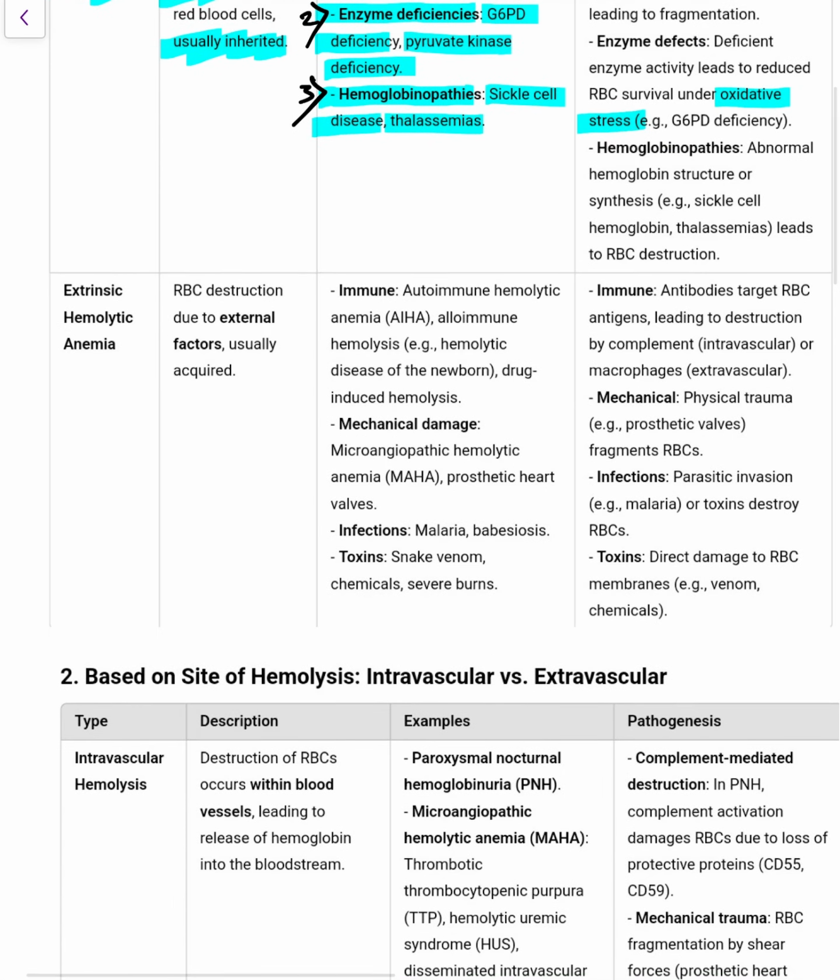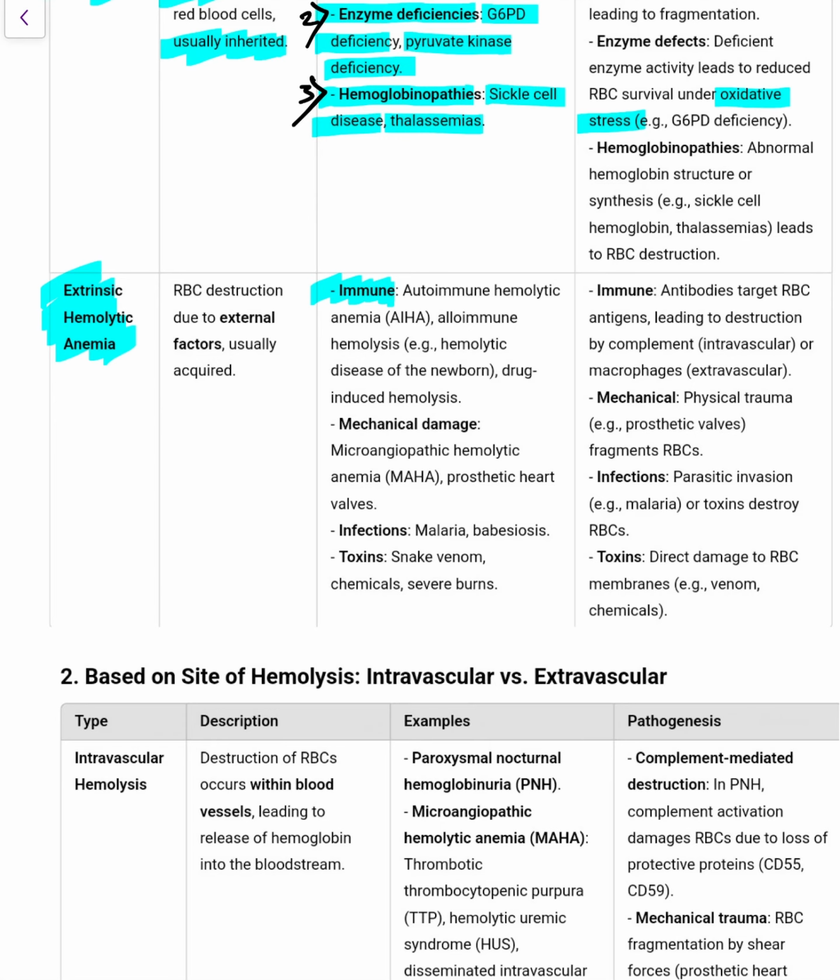Next, coming to the extrinsic hemolytic anemia. That means RBCs are normal, but some external factors are causing destruction of RBCs. We'll see what are the causes. First one is immune mediated. For example, autoimmune hemolytic anemia, that is AIHA.